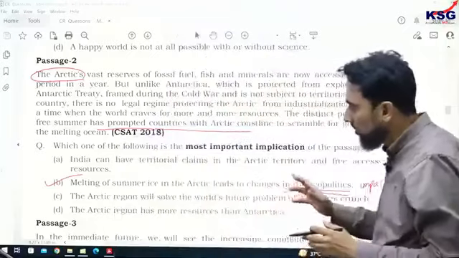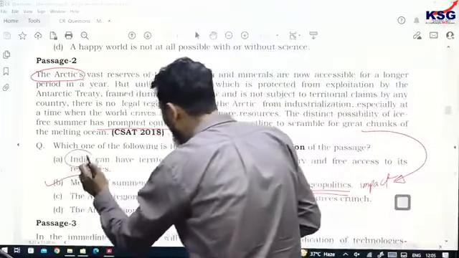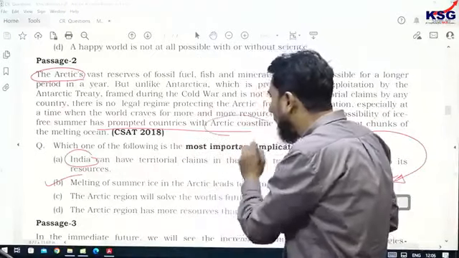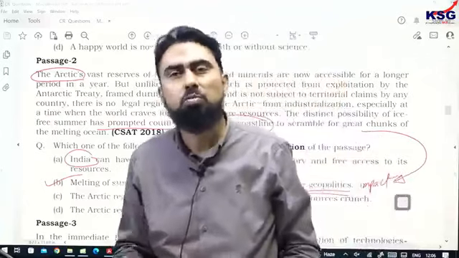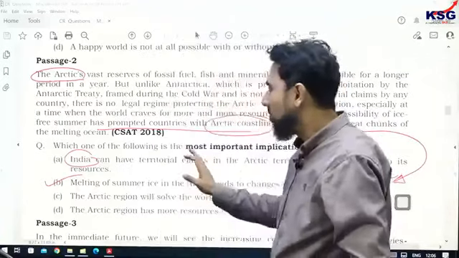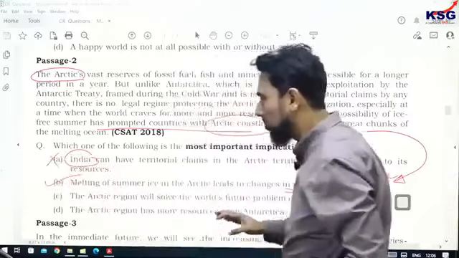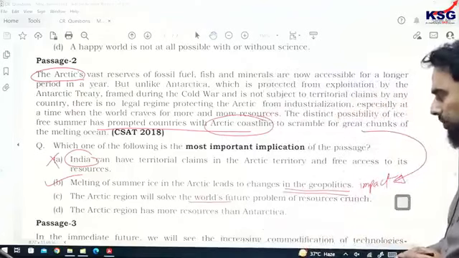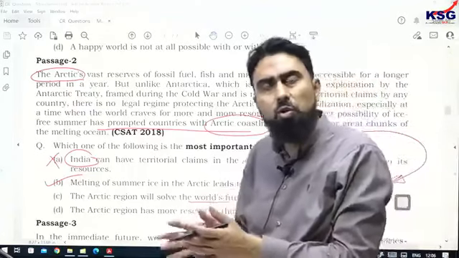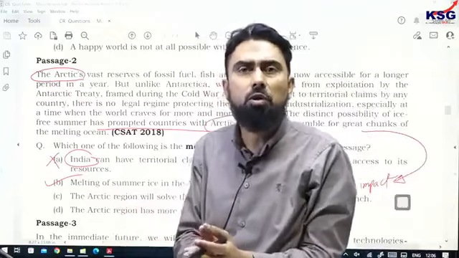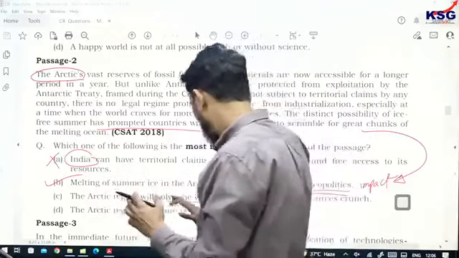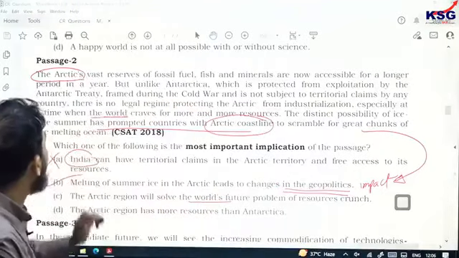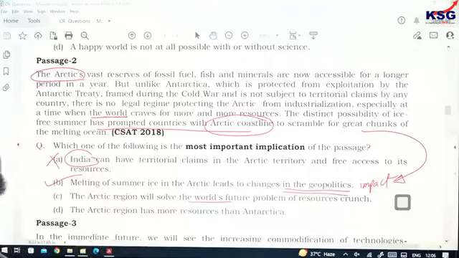And from that, this option A is incorrect because it says India can have territorial claims, whereas the original paragraph talks about the countries with Arctic coastline. It means the neighboring countries. So this much of geography you can apply here, and option A is wrong, right? So C option says the Arctic region will solve the world's future problems of resources crunch. We don't know how much is in store in the Arctic region, whether it will be sufficient to solve the need of the world for resources. Though the world has been used here in the second last line, it is in a different perspective.